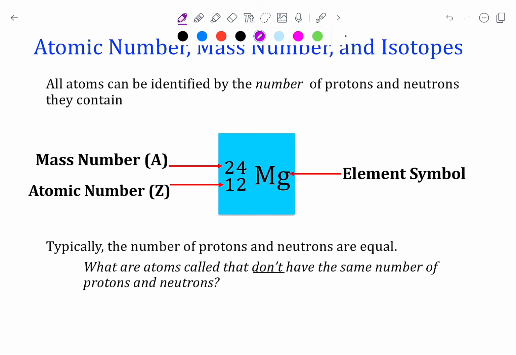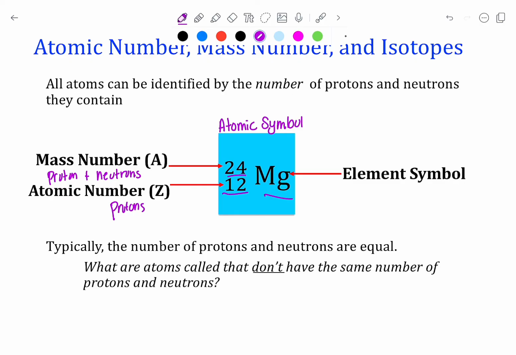Okay, so here we have a summary of what our atomic symbol looks like. So we have our element symbol, which we find from the periodic table. We have our atomic number Z, which is just our number of protons. And we have our mass number A, which is our protons plus neutrons.